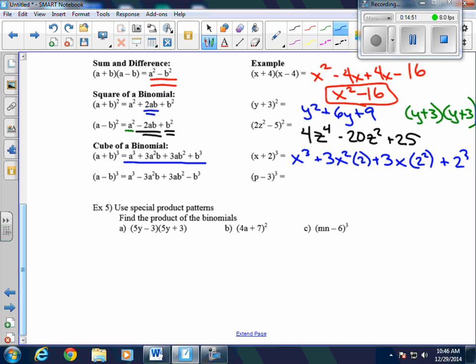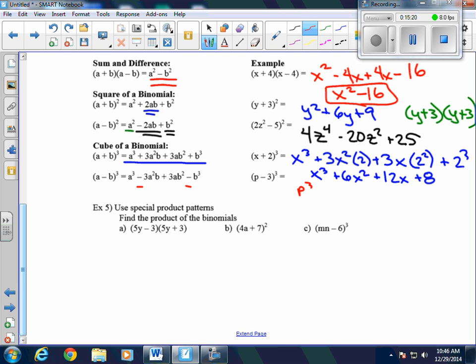So that gives us x cubed plus 6x squared plus 12x plus 8. So there would be our answer for that one. X cubed plus 6x squared plus 12x plus 8. And we're going to do the same thing with this one. First term cubed, p cubed. And then notice here, we're going to have a negative sign for the second and the third terms.